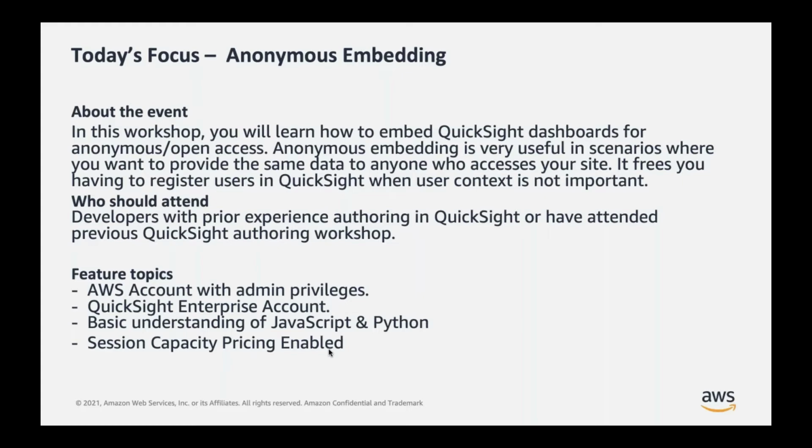Hopefully you're a little bit experienced with QuickSight, either authoring or maybe attended one of our prior workshops. I would call out that one of the important set of things that you'll want to have is an AWS account with admin privileges, ideally a QuickSight Enterprise account, which will be able to use our most advanced features. You should have a basic understanding of JavaScript and Python and have access to the session capacity pricing. And we'll talk about that in just a few moments.